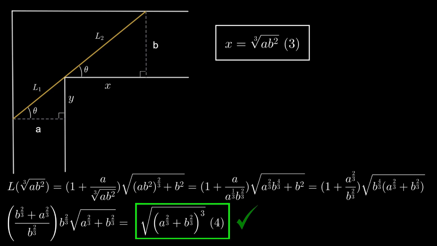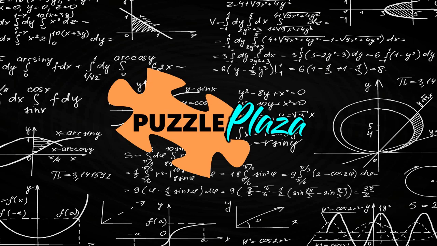We'll forego the second derivative test because A, it's pretty tedious, and B, it makes little sense that this is the minimum length of the ladder that can go through this corner. I mean, the minimum length is 0, of course.